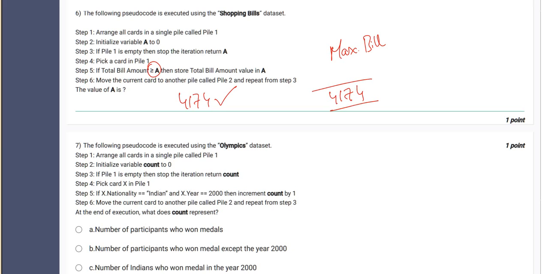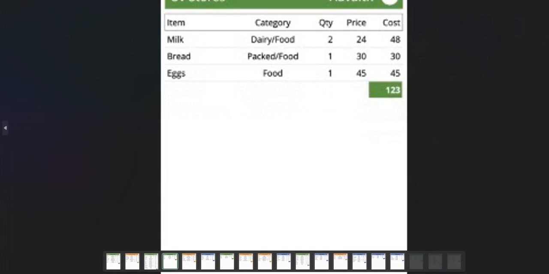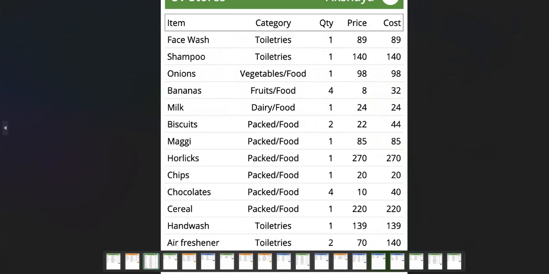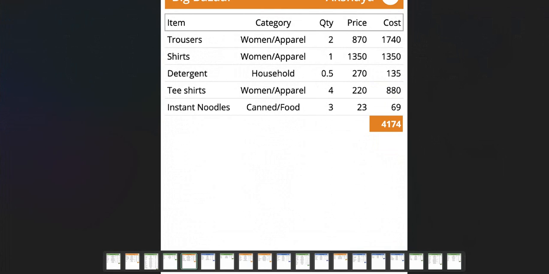And then the 4174 is presented. I will show you at which card it is present. Yes, it is present at card number 5. So that's the correct answer.